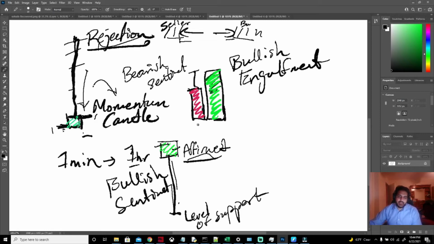In this case, what you have with the engulfment is people on one round decided that they were selling, but then it turned right back around on the next round. The buyers won, so the buyers pulled it up and the price went up. So here you have a bullish engulfment.